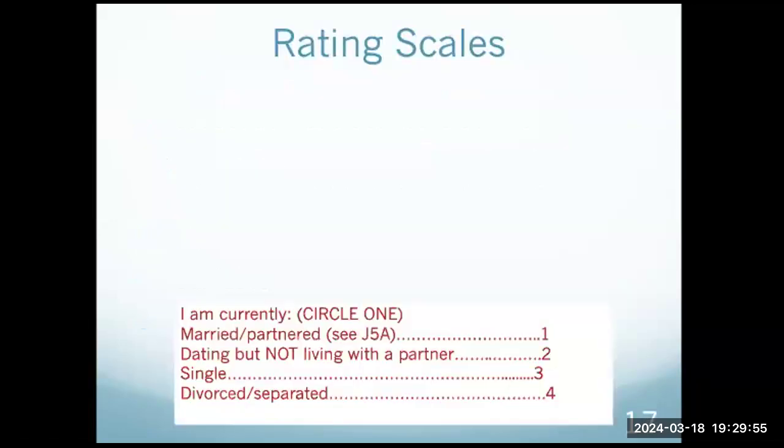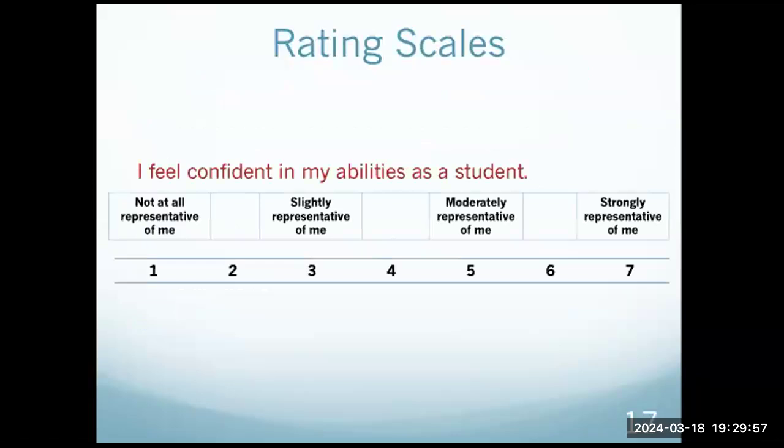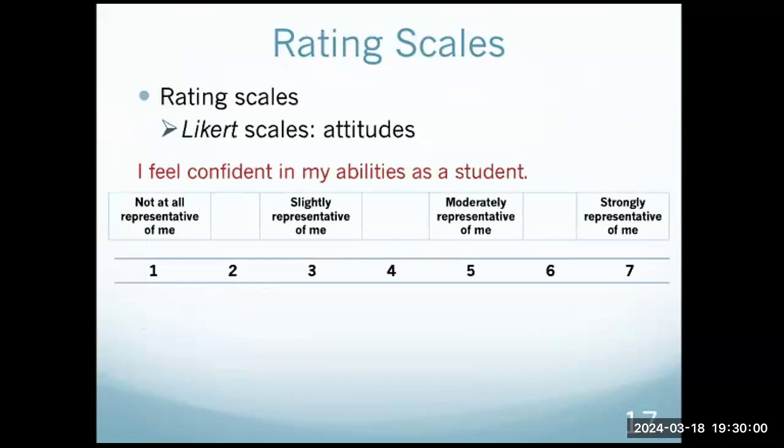So rating scales are a type of closed-ended response. They're often called Likert scales, and they're really good for capturing attitudes. So for example, I feel confident in my abilities as a student, and then you would select whichever one reflects your feeling. Not at all representative of me, slightly representative of me, moderately representative of me, strongly representative of me. So these rating scales, if you look at them, they're equally spaced, right?